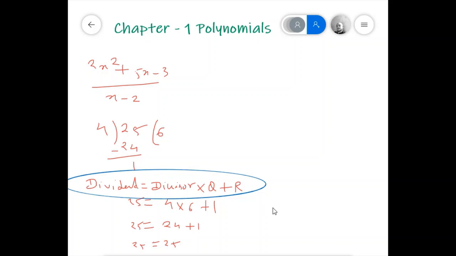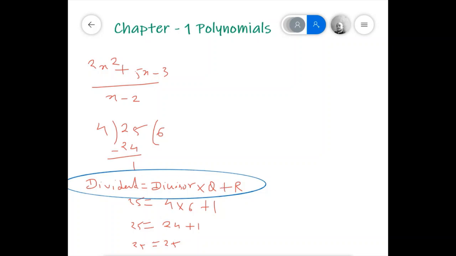the dividend, divisor, quotient and the remainder. Okay, so that means if we do not know the dividend and we are given the divisor, quotient and the remainder, we can find out the dividend. That means in this equation, if any three values are given to you, then you can find out the fourth value also using this relationship.